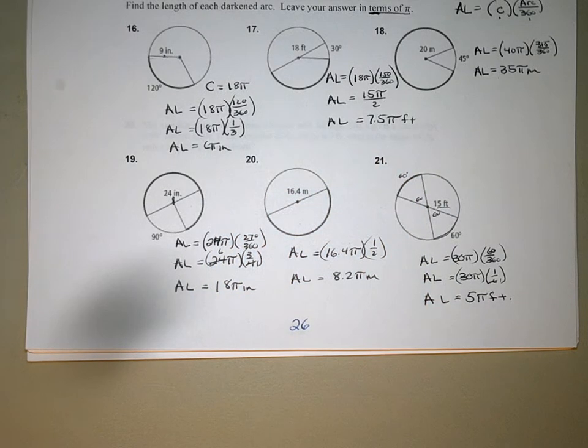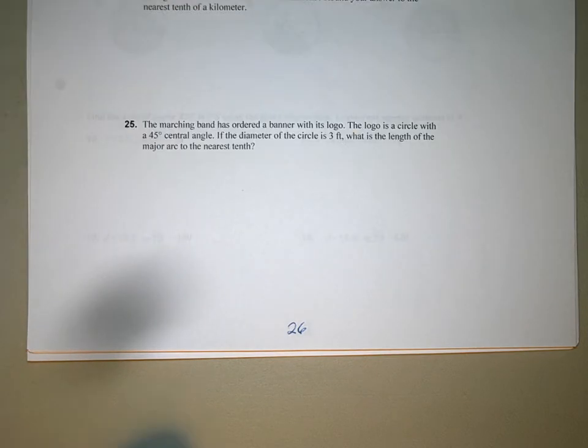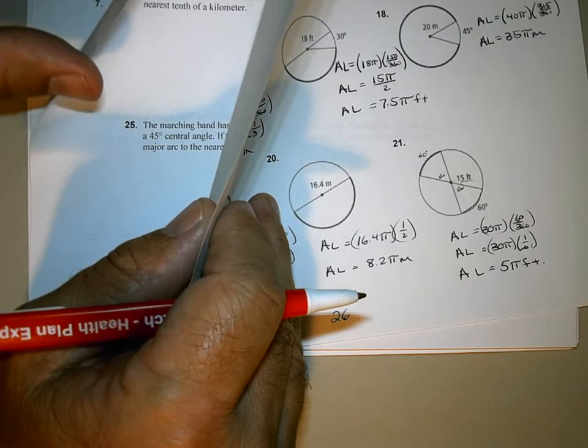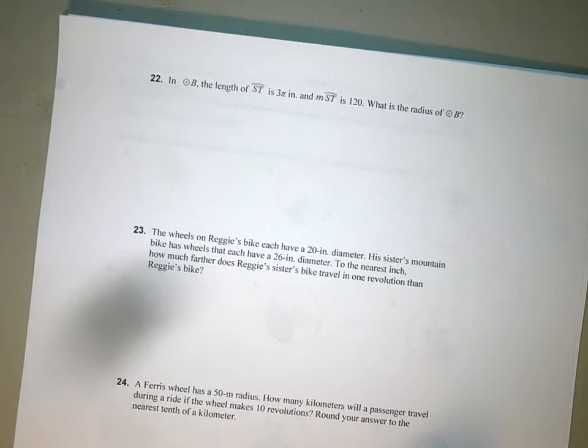I'm not a good math teacher. Okay, let's continue on to the back. Let's see here. Is that really where we go? I guess so. Oh yeah, that's perfect. 21, 22. Okay, here we go.